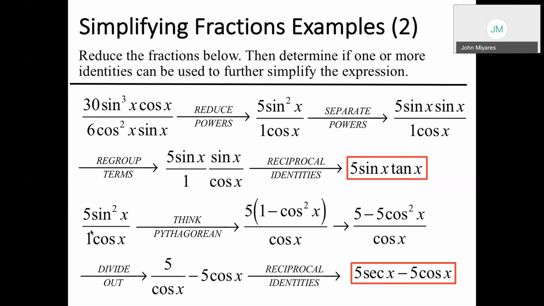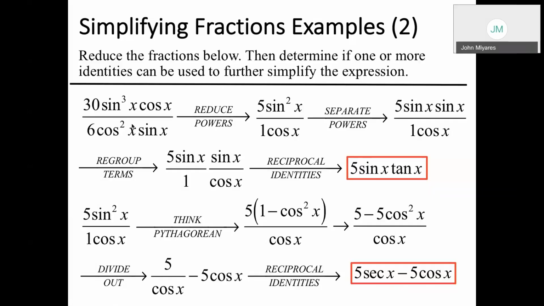Applying the reciprocal identities, this is going to reduce to 5 times the secant of x minus 5 times the cosine of x. Now, this is where things can somewhat get frustrating with these problems because it isn't always clear how we should break down our final answer. Both of these answers in the red boxes are correct. They are both simplifying results of our original problem up here, 30 times the sine cubed of x times cosine of x over 6 times the cosine squared of x times the sine of x. They are both algebraically equivalent expressions of the same function here.